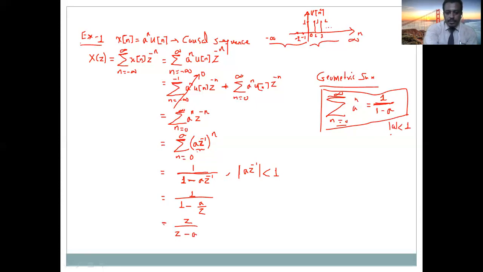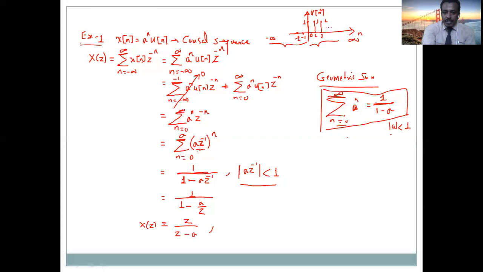So this is X of z, the Z transform of our sequence, but this Z transform exists with one condition. Here you can see the condition: this factor must be less than 1. From our geometric sum formula, the summation for n from 0 up to infinity of a to the power n is equal to 1 over 1 minus a. In this case, the absolute value of a must be less than 1.